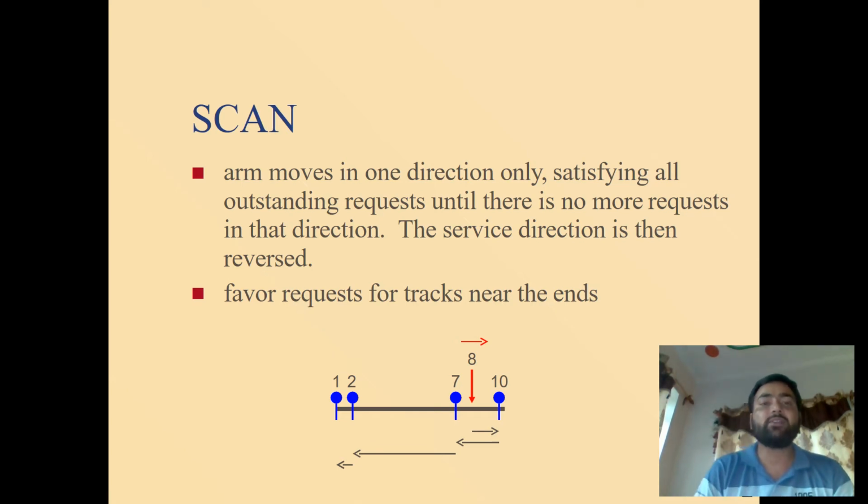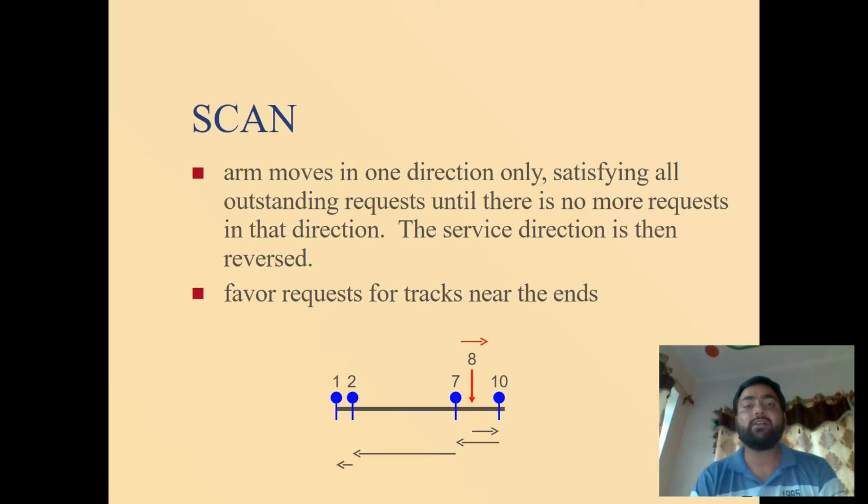In the SCAN algorithm, the arm moves in one direction only, satisfying all the outstanding requests until there is no more request in that direction, and then the service direction is reversed. That means from the current position of the head, the algorithm starts in one direction, either on the left side of the current position or on the right side. That depends upon the situation or is defined by the system.